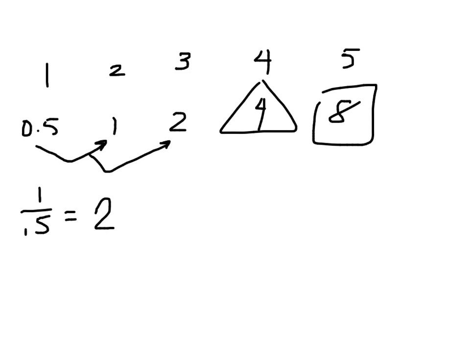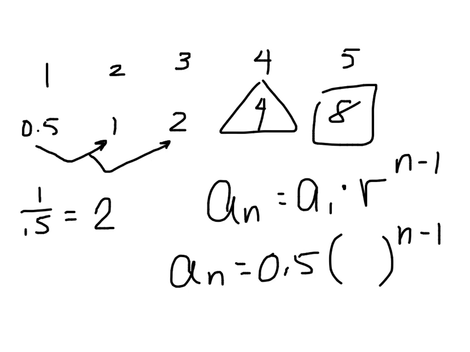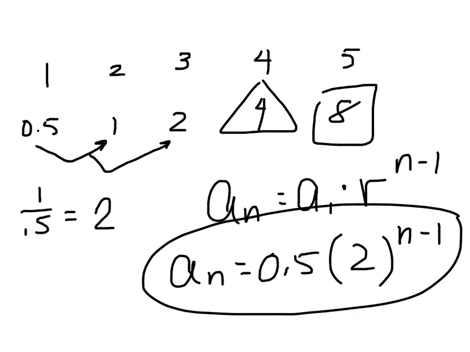That's a ratio, right? So then when it's like that, A1 times R to the n minus 1. What's your A1? 0.5, good. And what's the R? 2. Done. Okay? That's number 8.